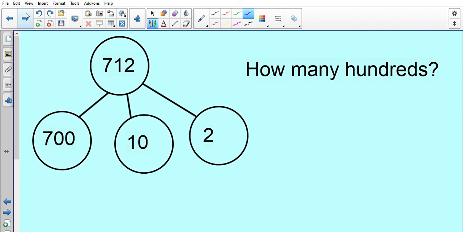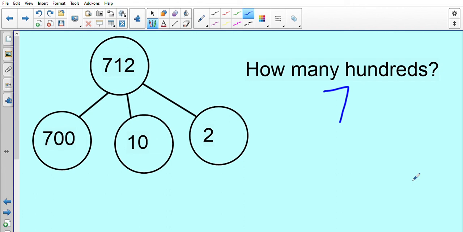So this time we've got 712. I've done this bit for you already. We've got 700, 10 and 2 ones. That makes 712. How many hundreds are there in 712? That's right, it's got 7 hundreds in it. 700 has got 7 hundreds. Fabulous work today. Well done. I think you have a really good understanding of place value.